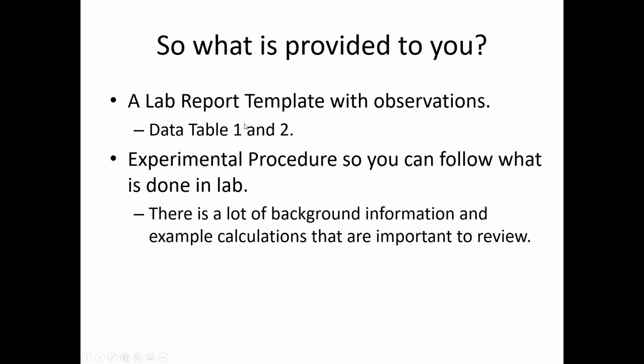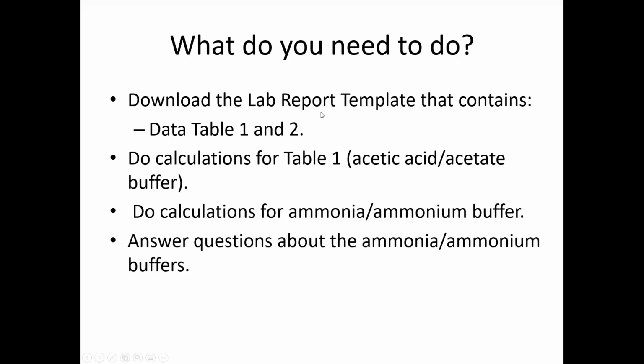Here, a lab report template with observations will be provided to you. You will see data in table 1, table 2, and there is also an experimental procedure that you can follow to see what's done in the lab, and there will be an example calculation in the experimental procedure, so you can see what kind of calculation is needed. You will need to download the lab report template and do the calculations and answer the questions about the ammonia-ammonium buffers.